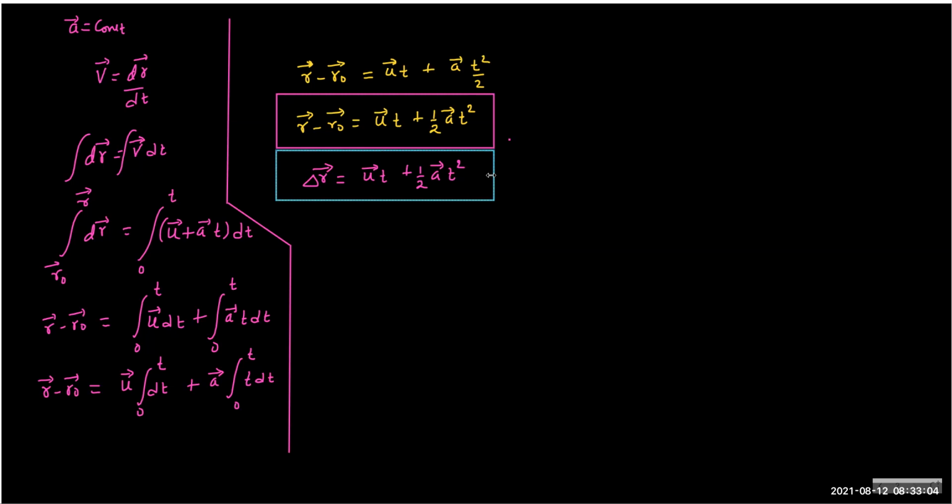So r vector minus r vector is the difference of position vectors. The difference of position is called displacement, right? Vector. So that's why we can replace that by delta R.